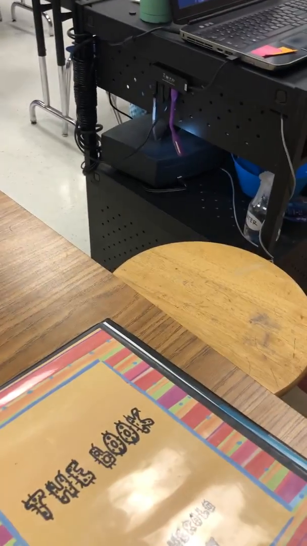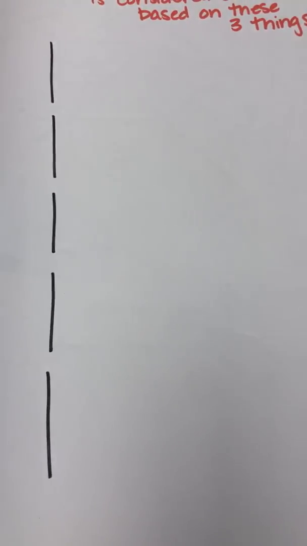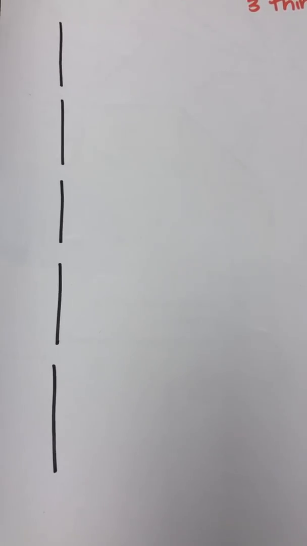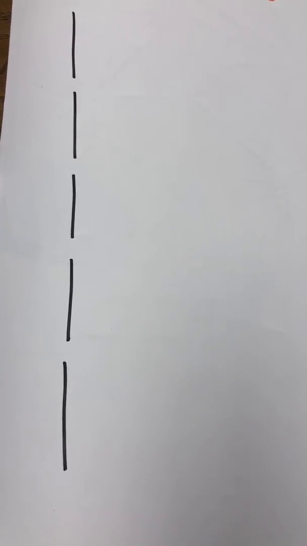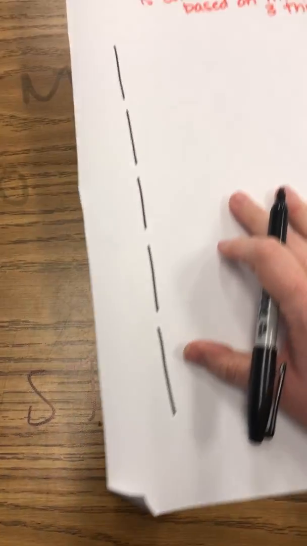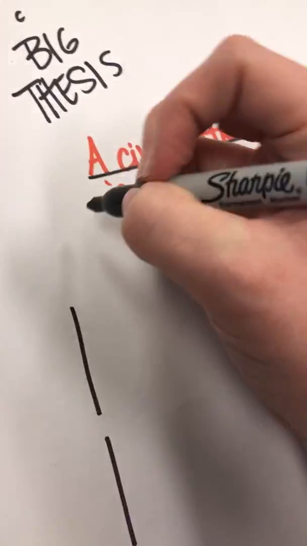So first of all, they have a writing assignment tomorrow where they're supposed to write a 5-paragraph essay. That's what these lines represent, 5 paragraphs. So this is obviously the introduction. Sorry, I'm writing while I'm making this video. That one's the intro. The last one is the conclusion.